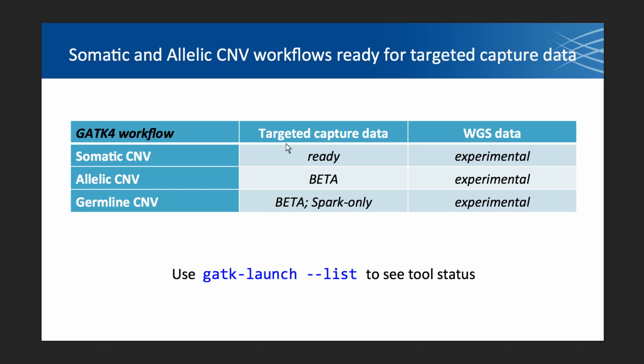And of course, all of our workflows are near to completion for targeted capture data, but for whole genome-seq data, they are all still under experimental status. So the somatic CNV workflow is ready for your use. The allelic CNV workflow, if you look at the list of tools, they are out of beta status. They look like they are ready to use, but in fact, our developers have taken an interest in improving the workflows and the underlying math. But if you need allelic CNV analyses now, I would use these. They really improve the results of CNV.